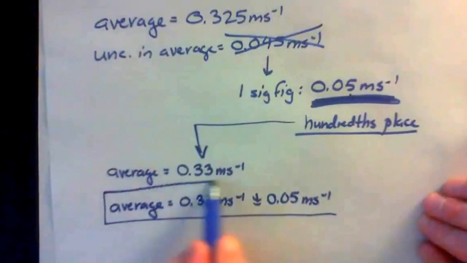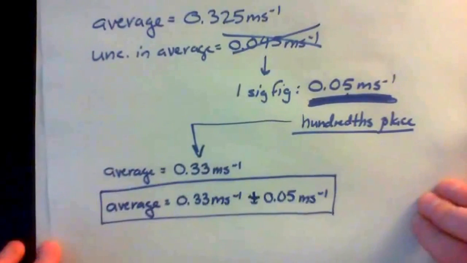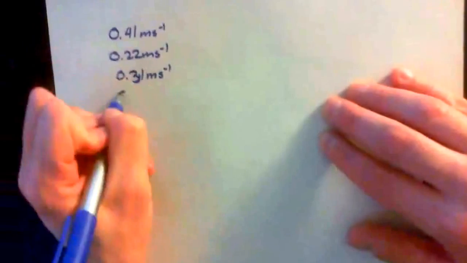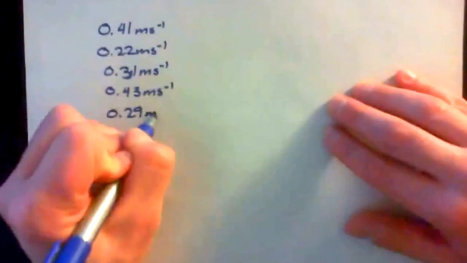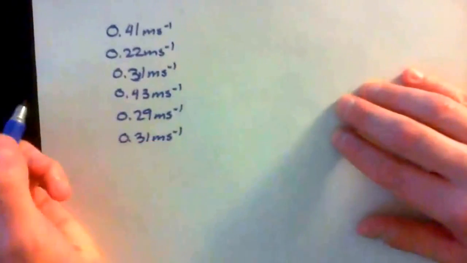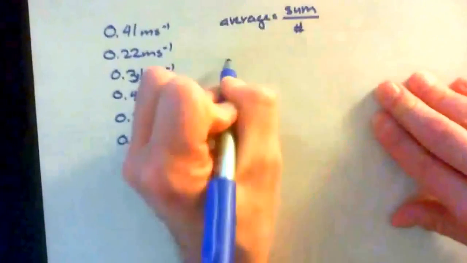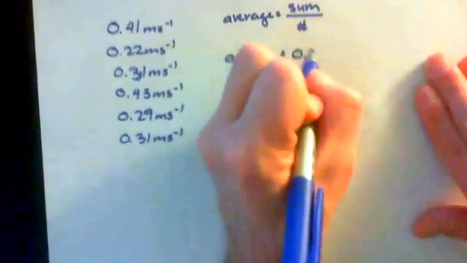Okay, let's look at one more example. So let's say our data set is another set of velocity measurements. Now it's 0.41 meters per second, 0.22 meters per second, 0.31 meters per second, 0.43 meters per second, 0.29 meters per second, and 0.31 meters per second. We calculate the average of that, and you get 0.3283333 repeating meters per second.